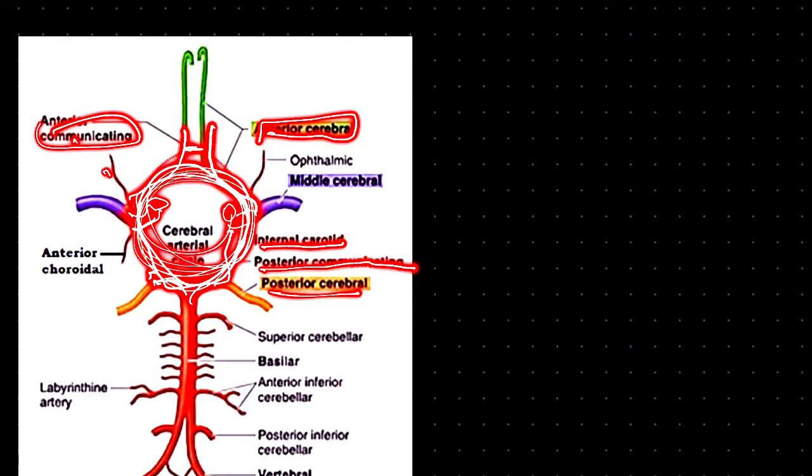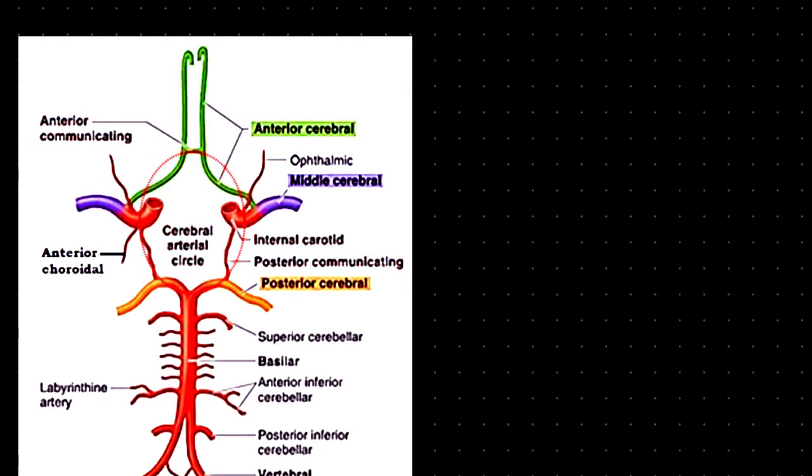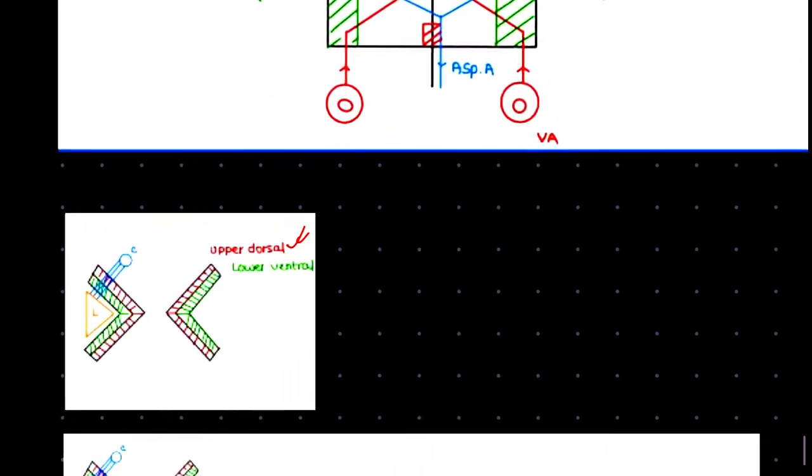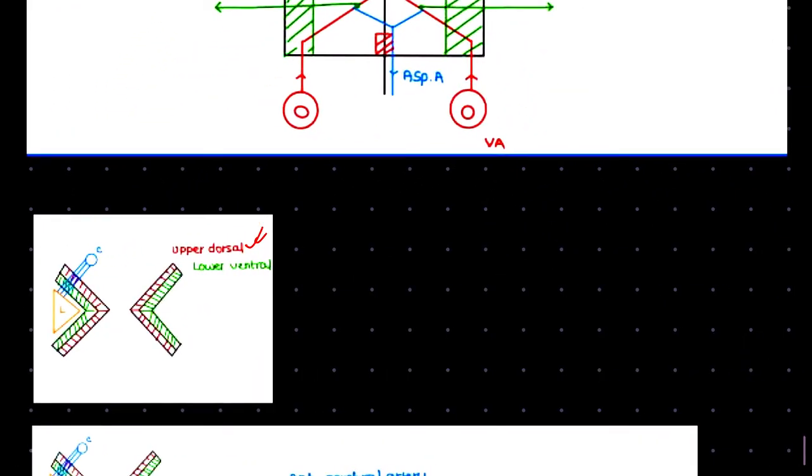What is this circle named? It is named the circle of Willis. That's all. Okay, now this was all about the circle of Willis. Now one important thing that we need to keep in mind is that we need to know about the arterial supply of the internal capsule.